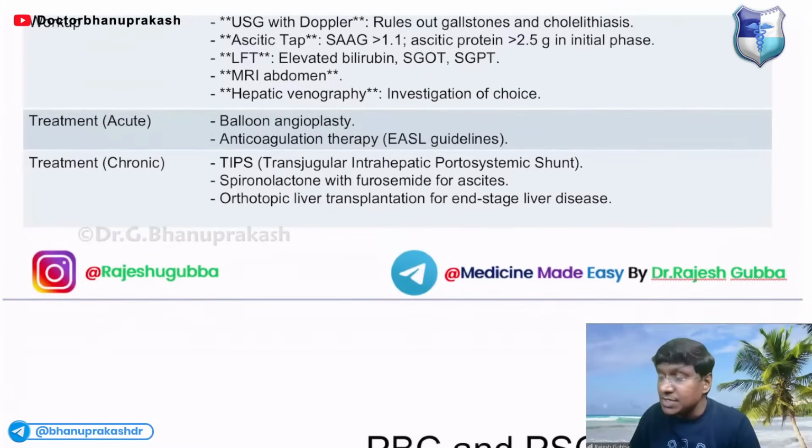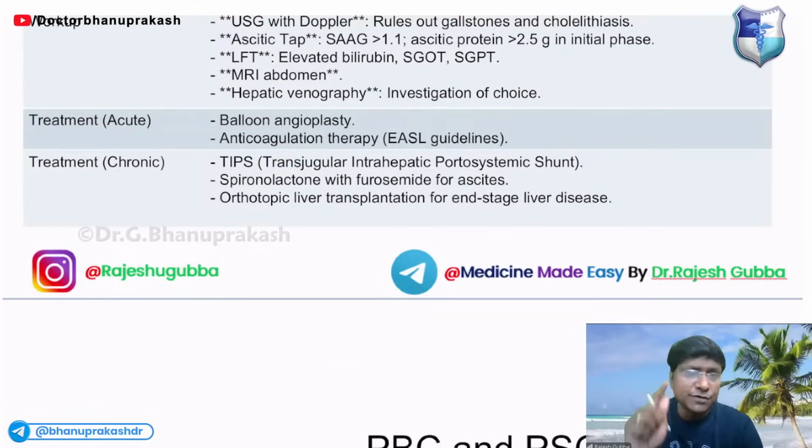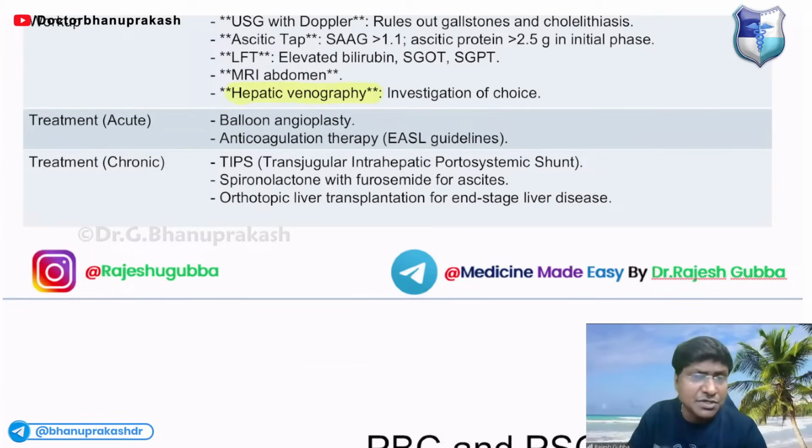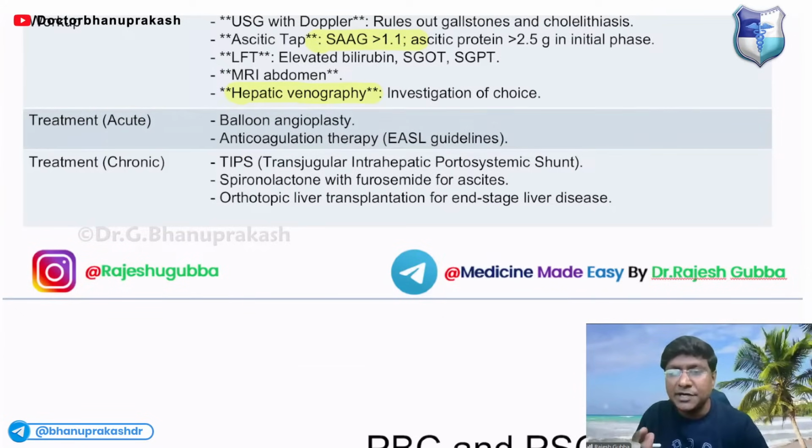Now, the question is, how will you diagnose? The investigation of choice will be hepatic venography. Hepatic venography is the one which will show you that there is presence of the thrombus. And this patient has ascites. When you do an ascitic fluid tap and check the SAAG value, it will be more than 1.1. And if the SAAG value is more than 1.1, that is suggestive of portal hypertension.